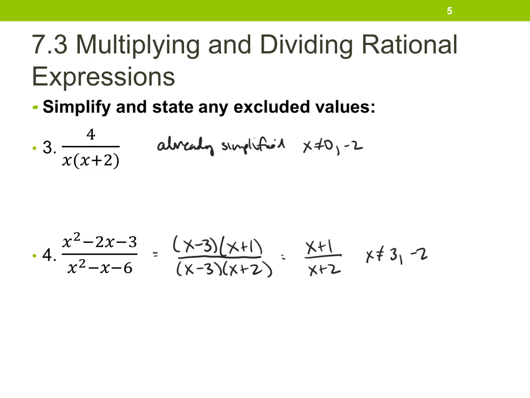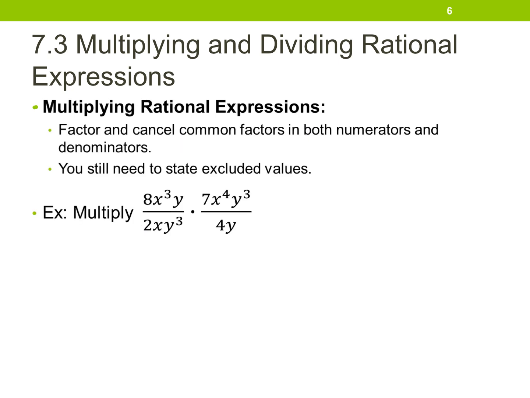Okay, now for number 4, once again, you have to factor and then cancel. So once you factored everything, you'll notice that the x minus 3 cancel. You're left with x plus 1 over x plus 2. But the excluded values include both the 3 that canceled and the -2 that's left over right here. Okay? All right. So now, let's talk about how you can multiply and divide these things.